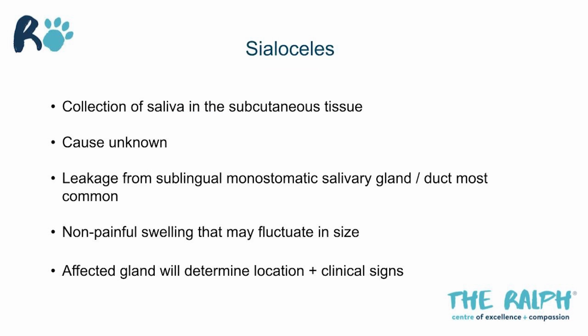So the sialoceles, it's a condition where we have a collection of saliva in the subcutaneous tissue. They are lined by inflammatory connective tissue. Unlike a true cyst, where the fluid is coming from the epithelium, the lining of the cyst, here the saliva comes directly off the gland, so we don't have a proper lining. The cause of sialoceles is unknown. They can be caused by sialoliths, by neoplasia, by trauma, or even recent oral surgery. So if you've done a mandibulectomy, you may have a ranula, a type of sialocele we will see later.